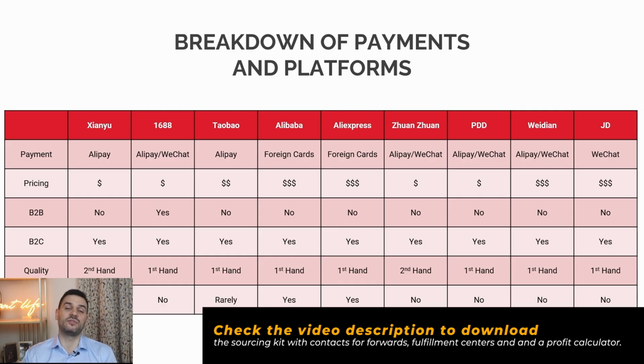Now here's a breakdown of all the platforms and the payments they can use. So here you can see on the left you have Shenyu, 1688, Taobao, Alibaba, AliExpress, Zhuangzhuang, Pinduoduo, Weidian, Jingdong. Don't be overwhelmed by the amounts here. I'm going to show you the key ones that are the most profitable from my experience. You can see the differences of each one, but more importantly, you can see what payments they support. So here, you'll be focusing on 1688 that can support Alipay and WeChat in some cases. Taobao can only support Alipay, and Pinduoduo can support Alipay and WeChat.